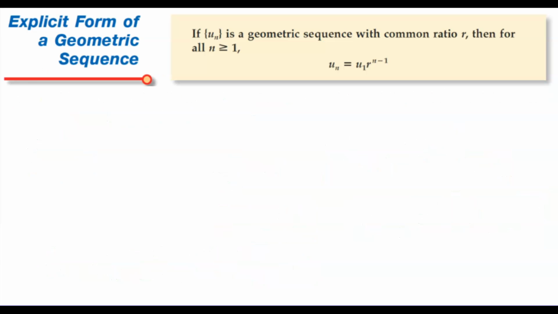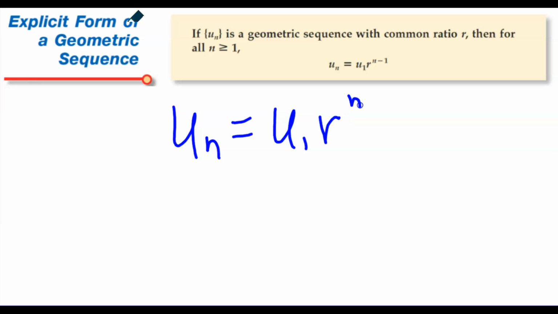Okay, now the same thing applies with geometric sequences that applied with arithmetic sequences. A recursive form is great, except you have to know the previous term. The explicit form of a geometric sequence will help you find any term at any point without knowing the previous term. And just so you can see it better, it's written like this. Take the first term and you multiply it by the common ratio raised to the power of n minus 1.